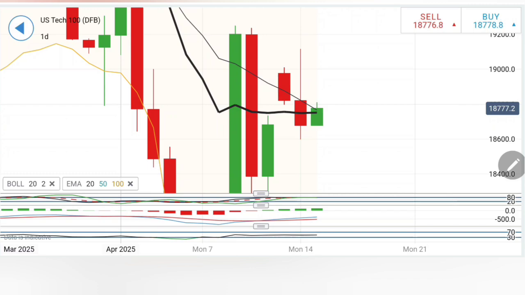If 19,050 is taken, stay bullish for 19,200 levels possibly. Beyond 19,200, extreme bullishness will be seen here.